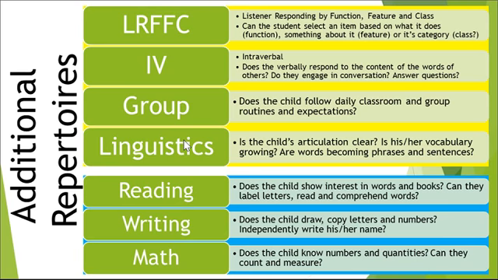Then when we get into level 3, an additional 3 repertoires are added to look at reading. Does the child show interest in words and books? Can they label letters, read and comprehend words? Writing, which looks at, does the child draw, copy letters and numbers, independently write his or her name? And then math. So does the child know numbers and quantities? Can they count and can they measure?